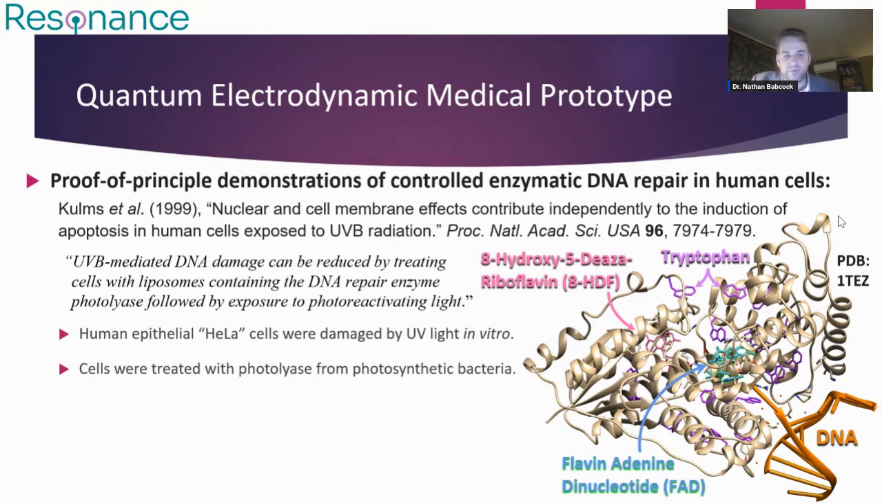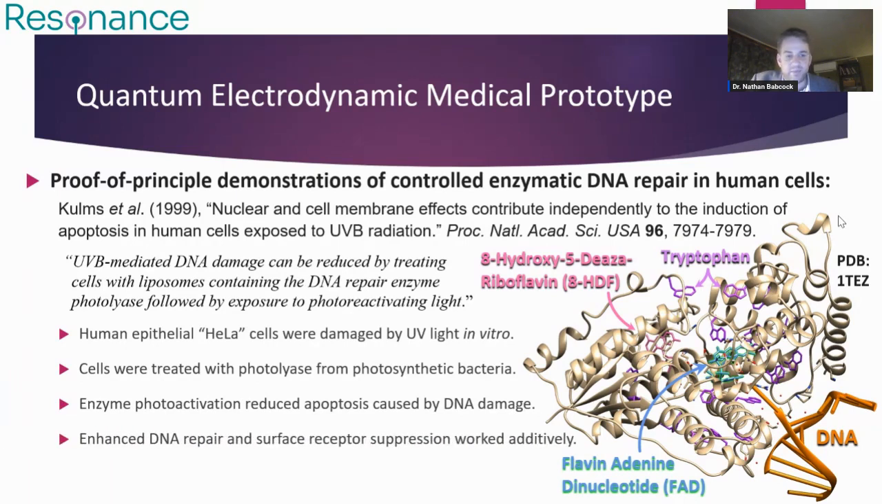The cells were treated with photolyase from photosynthetic bacteria, a completely different organism. The enzymes were activated using light, and they were shown to reduce apoptosis, cell death caused by DNA damage, and enhance DNA repair and surface receptor suppression. Another method worked additively to show that in principle, this kind of DNA treatment could be combined with other treatments to get a concerted effect. And finally, as a control, it was shown that photolyase reduced apoptosis significantly compared to treatment of liposomes that did not contain the DNA repair enzyme.